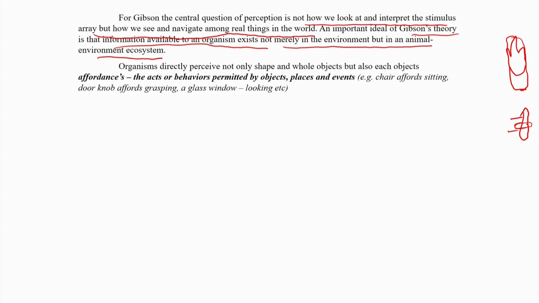So, affordance is what an object requires or desires to be done. Basically, the definition is that affordances are the acts or behaviors permitted by an object, place or event.